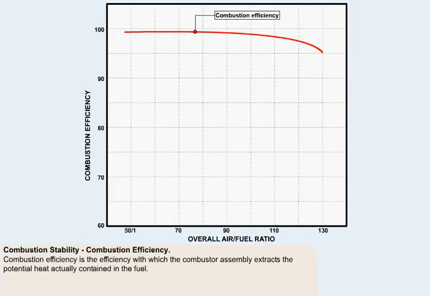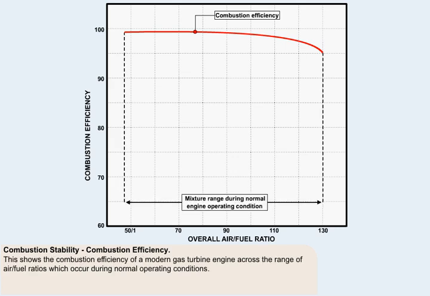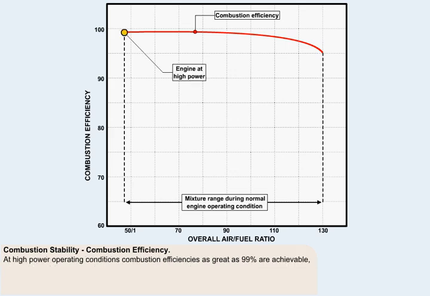Combustion efficiency is the efficiency with which the combustor assembly extracts the potential heat actually contained in the fuel. This graph shows the combustion efficiency of a modern gas turbine engine across the range of air-fuel ratios which occur during normal operating conditions. Modern gas turbine engines have a very efficient combustion cycle. At high power operating conditions, combustion efficiencies as great as 99% are achievable. And at idle, the systems will still give as much as 95%.